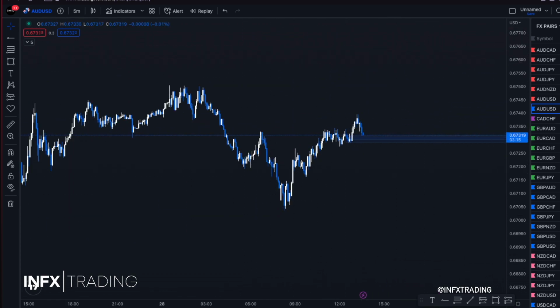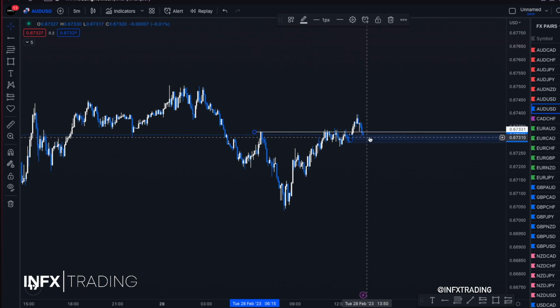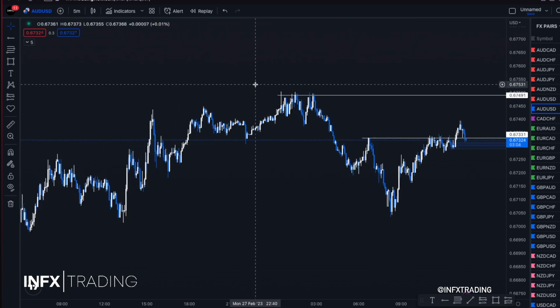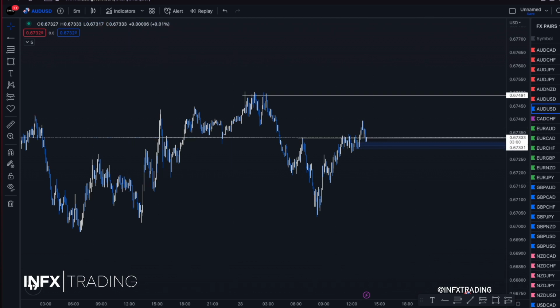We have, as I say, just broken out of these equal highs here as well. So I feel like we could be coming back in to retest this demand area to push up, and then potentially look to target up to this area here. So that's kind of the plan, and we'll just see how it goes.